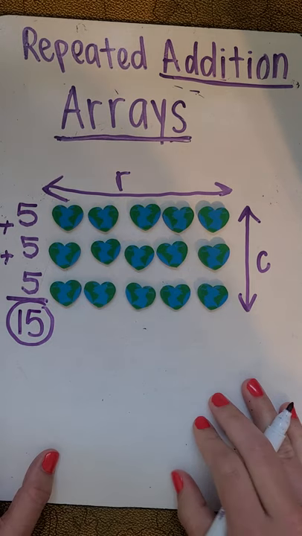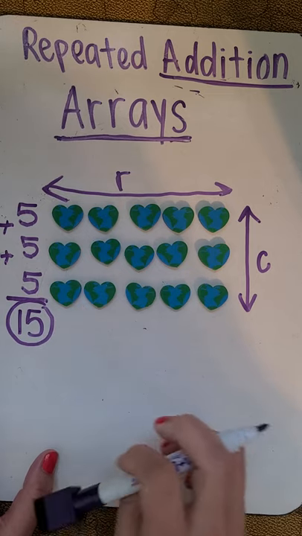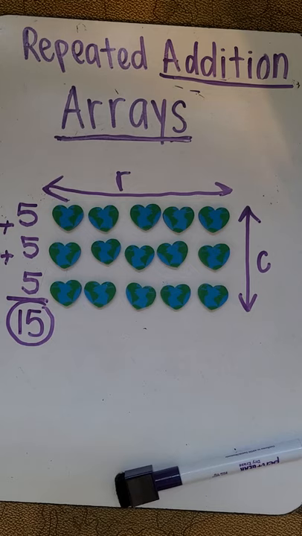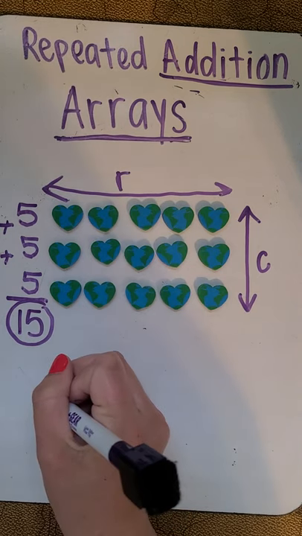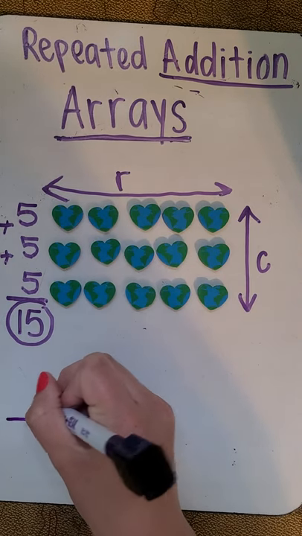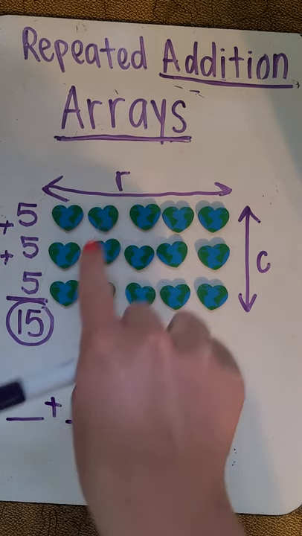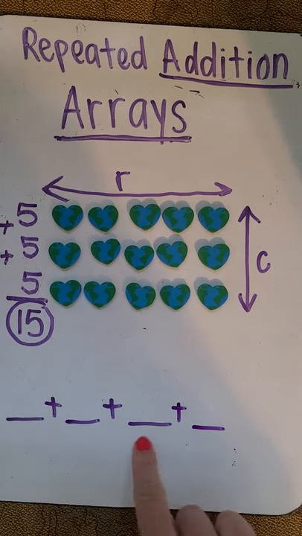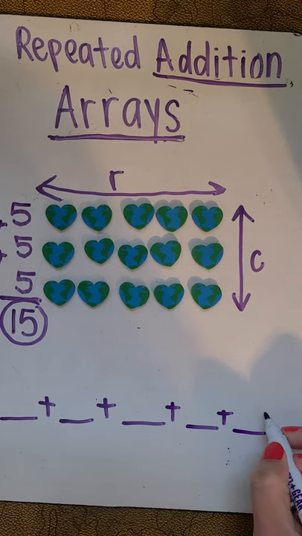Very cool. Okay. I'm going to write another equation because for your work today, you're going to have to learn how to write two different equations to find the same total for your array. All right, so this time I'm going to add up how many hearts are in each column. So remember, I have five columns, so I'm going to have five little blank spots. One, two, five. Uh-oh, we're going to go off the screen a little bit.